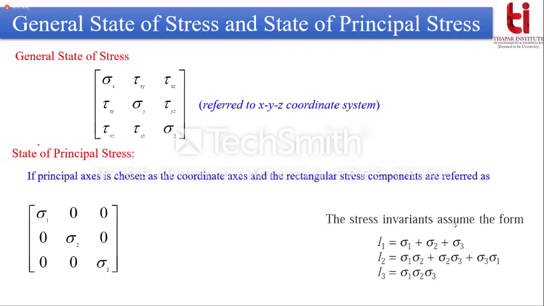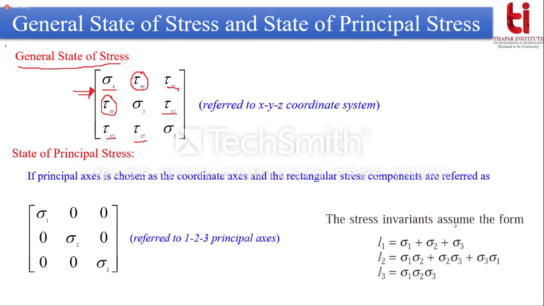Okay, so the next part is a bit of theoretical portion which we have already done. So this is a general state of stress. We know that this is a general state of stress, which is given by all rectangular stress components arranged in a matrix. They are actually 6 stresses because of the equality of cross shear, because tau xy is equal to tau yx, and tau xz and tau zx are equal. So these are the 6 stresses arranged in the matrix, called the general state of stress.